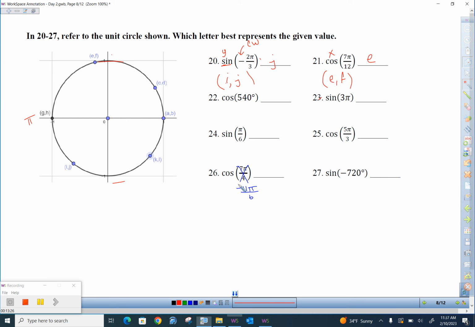Okay, I did change this last problem. I had a mistake on there, so fix that. And then pause the video to try those last few.